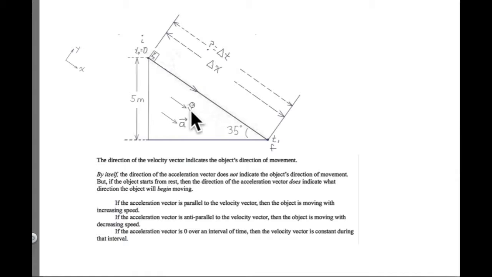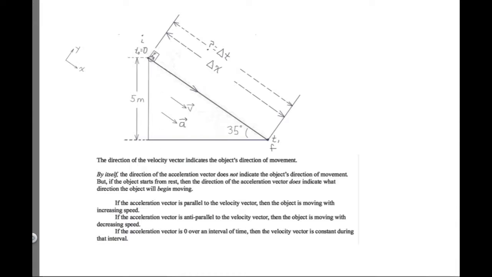So what does this velocity and this acceleration mean? Well, the direction of the velocity indicates the object's direction of motion, so we know that we're moving down the inclined plane. And because the acceleration is parallel to the velocity, the object will be moving down the plane with increasing speed.